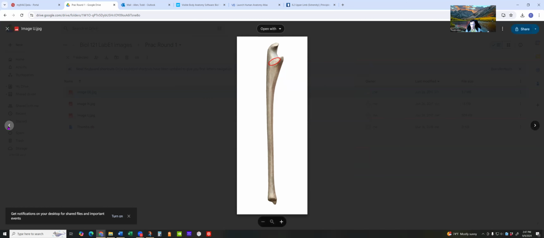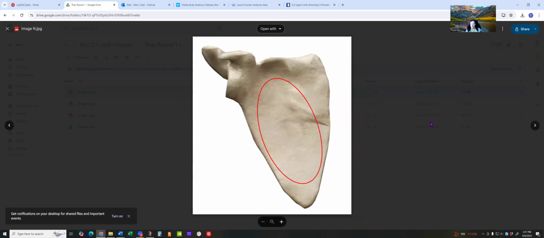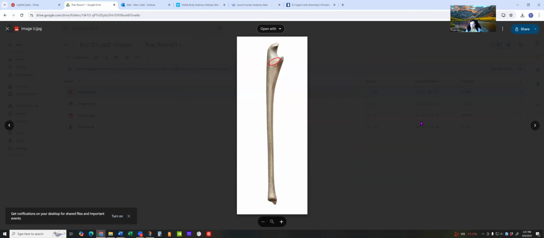So one more time, very quickly. The first one is palatine bone. Second one is subscapular fossa. Third one is the radial notch. If you got all 3 of them, well done. If not, hey, that's okay. You still have 2 weeks to prepare, okay?